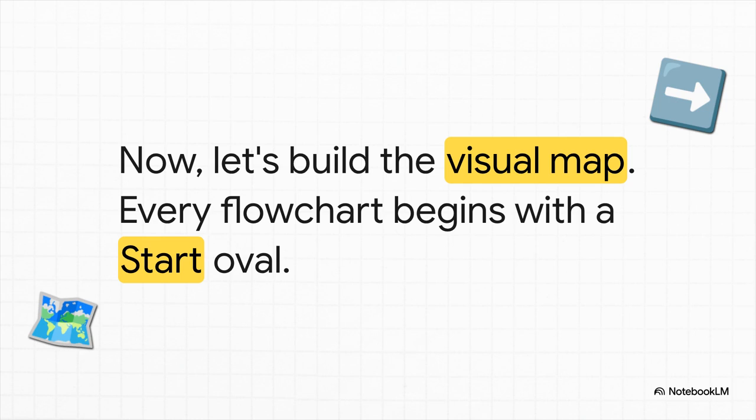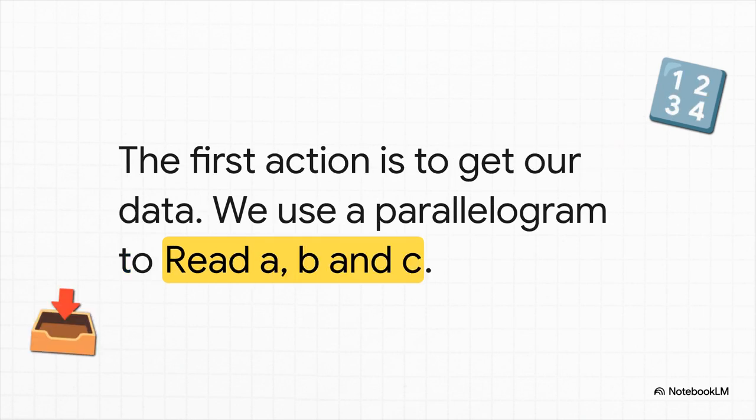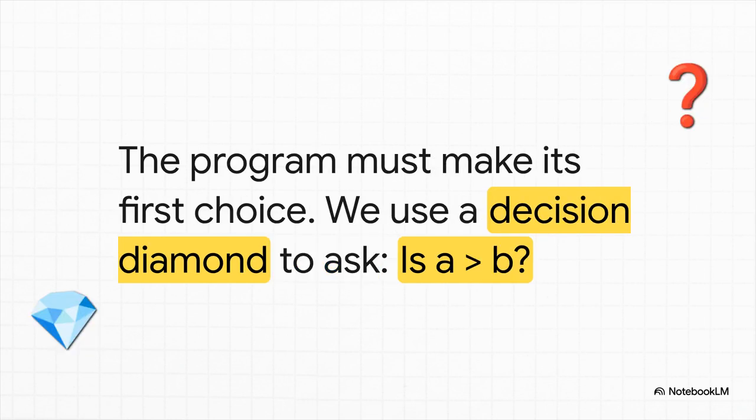And every single flowchart, I don't care how simple or how complicated it is, always begins the exact same way, with a start oval. From there, we just follow our recipe. The first action is to get our data, right? So we use a parallelogram to show that input step, read A, B, and C. Simple enough. And now we get to the really powerful part. The program has to make its very first choice, and we show that with a decision diamond. It asks a simple, direct yes or no question. Is A greater than B?